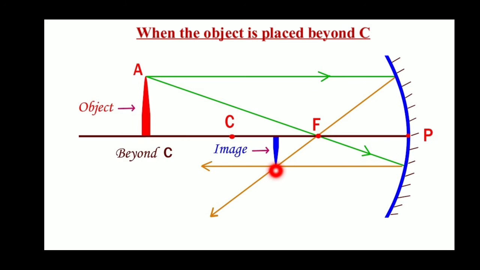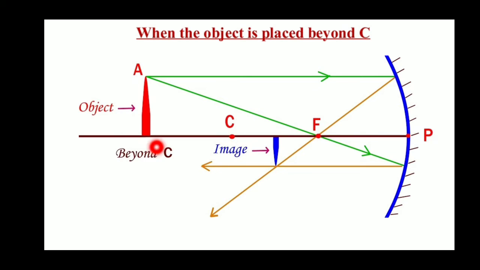So if you see, at this point both the reflected rays are meeting. So I'll get the image at this point. Where is this point? This point is in between C and F. So I kept the object beyond C, and I get the image between C and F. If I draw a line from the principal axis to where I am getting the image, it is an inverted image. So the image is real and inverted.